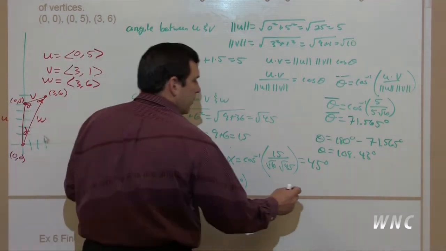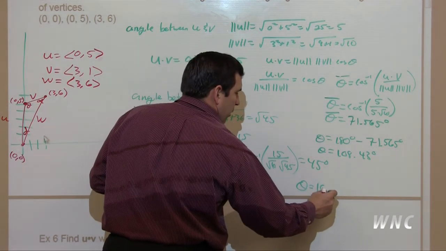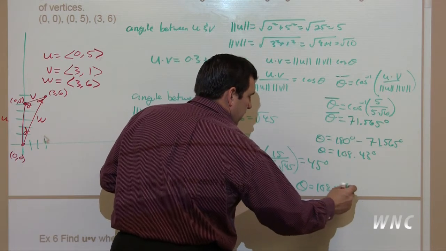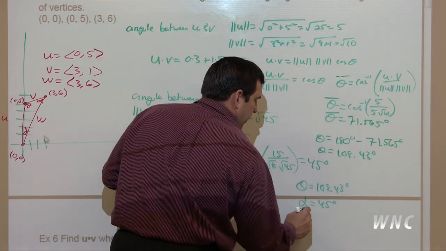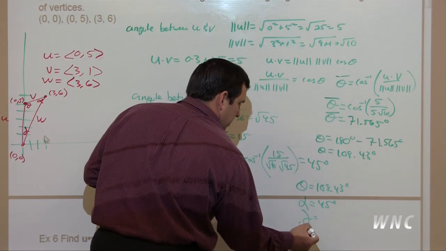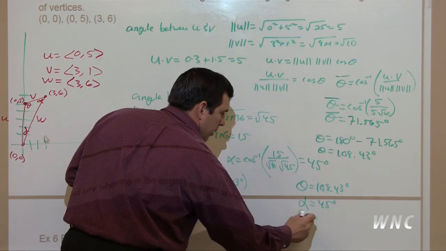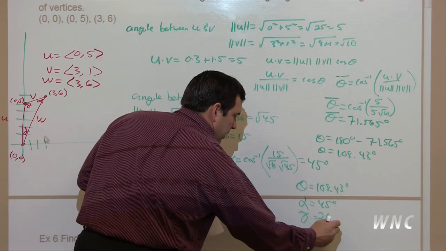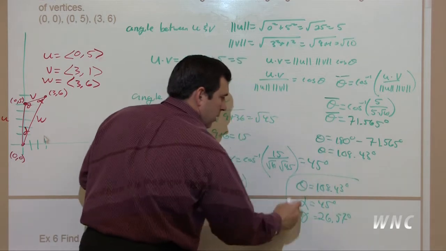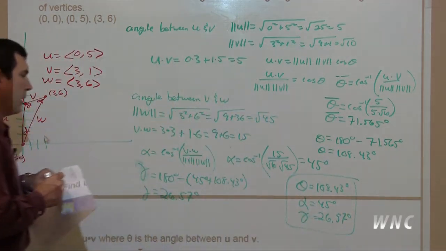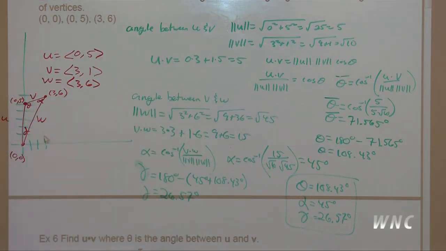So our angles are, theta is 108.43 degrees, alpha is going to be 45 degrees, and phi is going to be 26.57 degrees. Okay, and that's it for that problem.